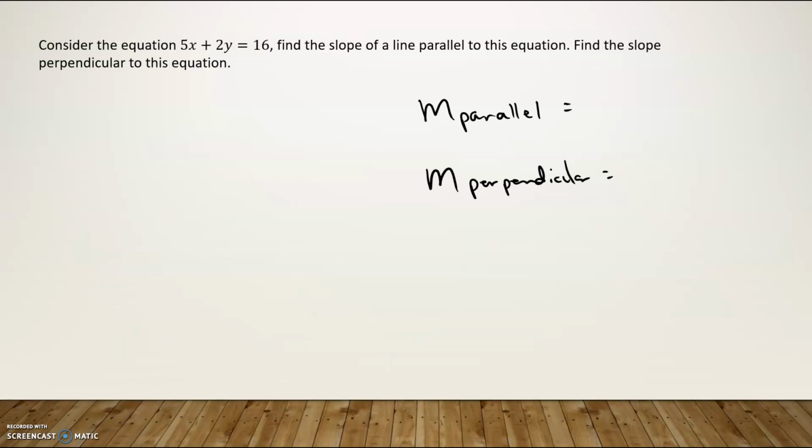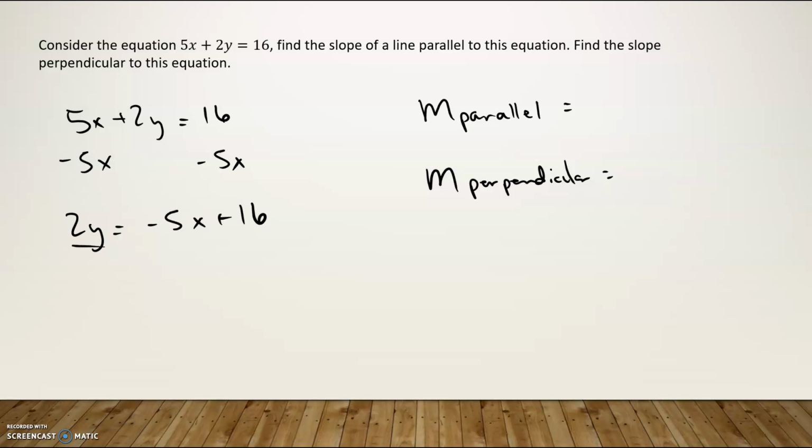So consider the equation 5x plus 2y equals 16. We're going to find the slope of a line parallel to this equation, and we'll find the slope perpendicular to this equation. So I need to take 5x plus 2y equal to 16 and get it into the y equals mx plus b format. So I'm going to subtract 5x from both sides, and then divide each term by 2. So -5 over 2 x plus half of 16 is 8.